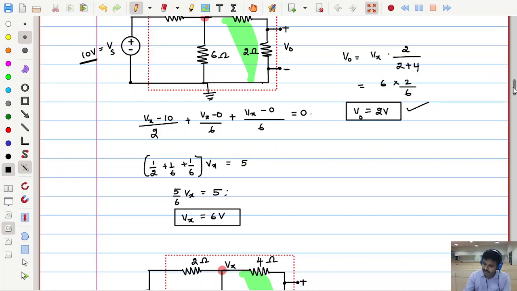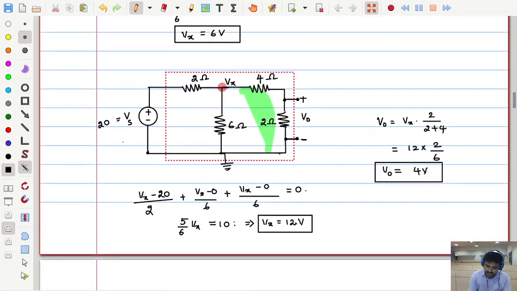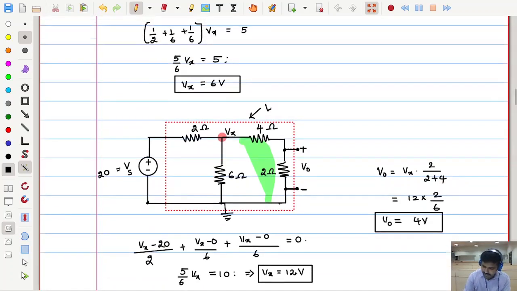So this is the homogeneity property, where if the input is multiplied by a constant, the output is also multiplied by a constant. This is possible only for linear circuits. So you can see that this red-lined box is a linear network.